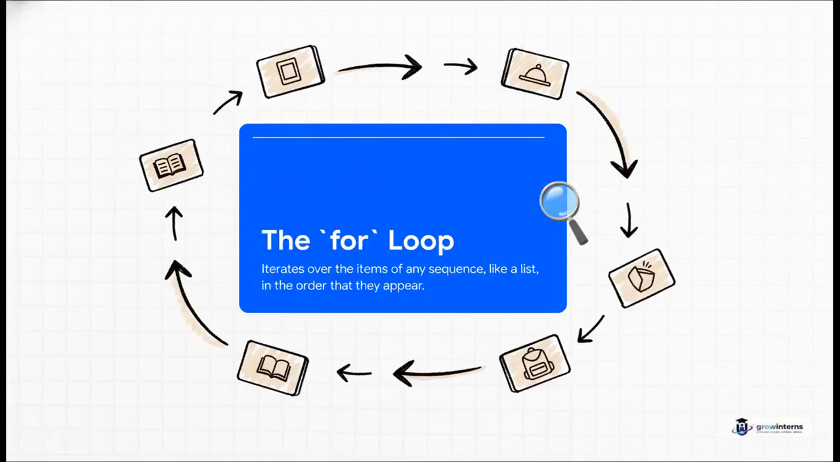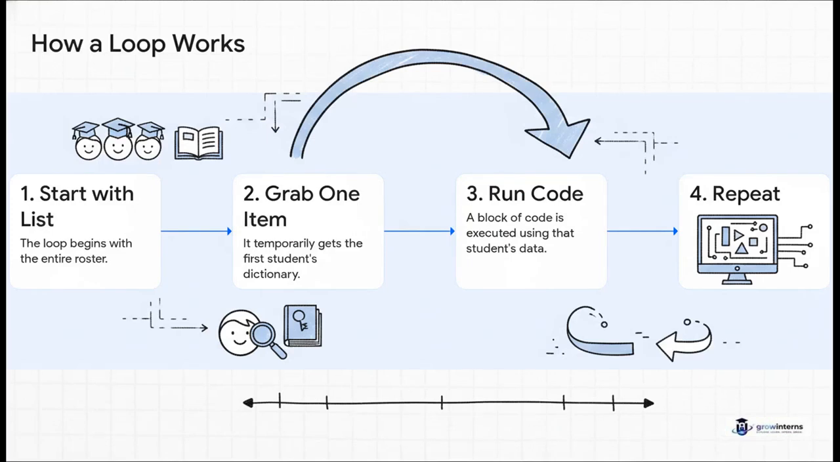For this, we use a for loop. A for loop basically tells Python, hey, go through this collection, and for each item you find, I want you to perform this action. It's the engine that will automatically process our entire roster for us. The logic is actually very straightforward. The loop starts at the beginning of our list, the roster. It temporarily grabs the first student's dictionary, runs whatever code we tell it to, and then automatically moves on to the next student and the next until it reaches the end of the list.